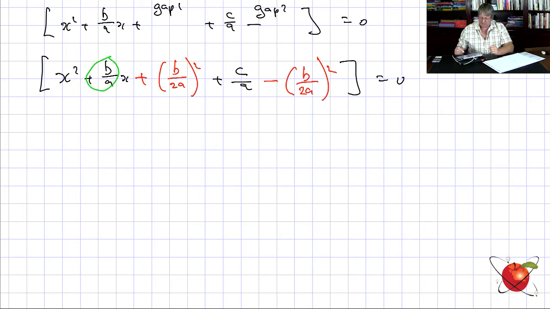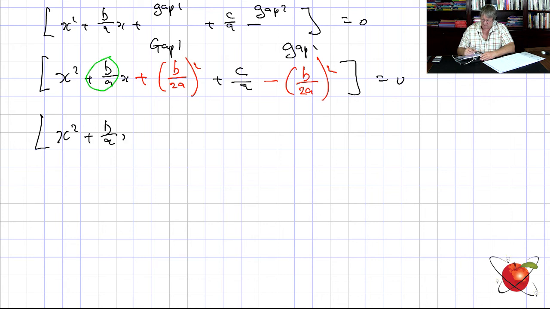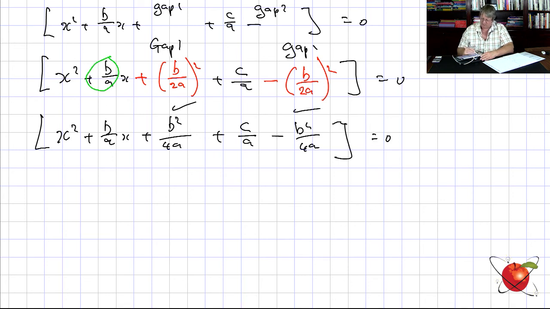What have I done? Into gap 1, I've put that, and into gap 2, I've put that. Next, we expand it all out: x squared plus b over a x plus b squared over 4a plus c over a minus b squared over 4a. Yep, check, done correctly. All right, then what did I say? We said factorize this.